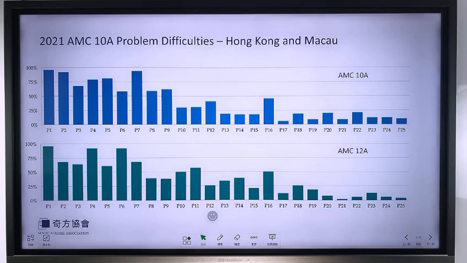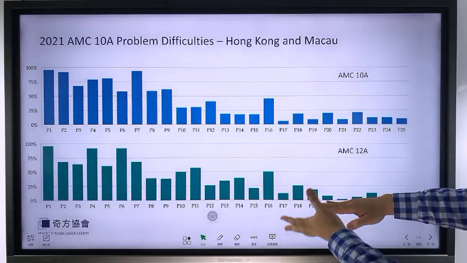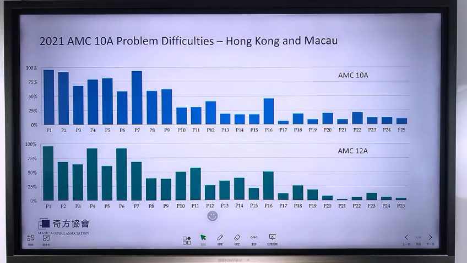So that's about the first part of our session today. We discussed the score statistics, and in the next part we are going to do some math. According to this correction percentage, I listed out the 10 most difficult problems that I want to discuss today.